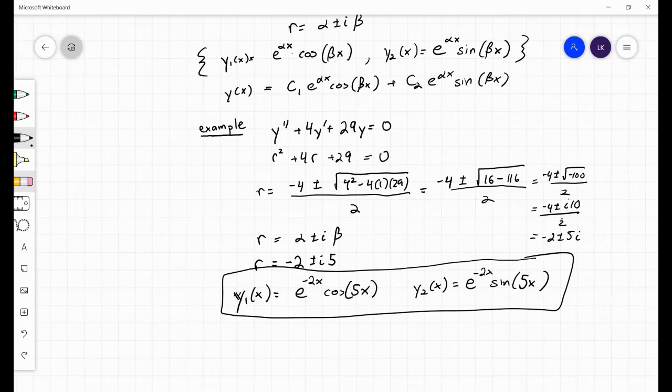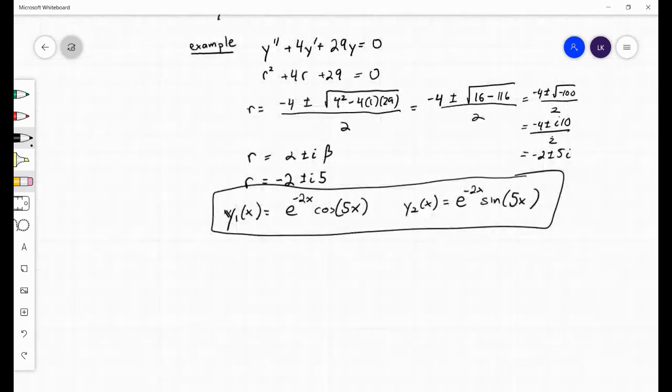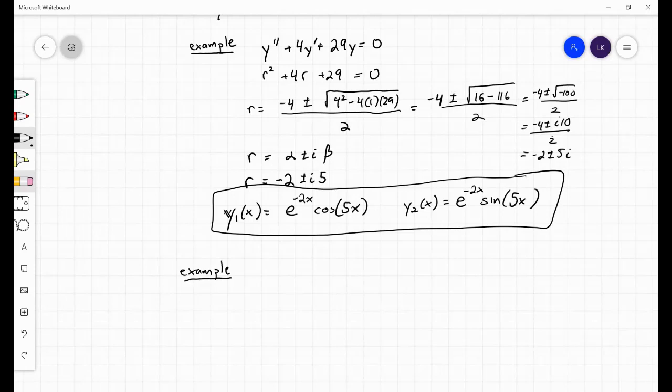Be careful, of course, because your root could be purely imaginary. So maybe the real part is 0. If the real part is 0, then your fundamental solution set would have the exponential part just be e to the 0, so 1, so that would go away.